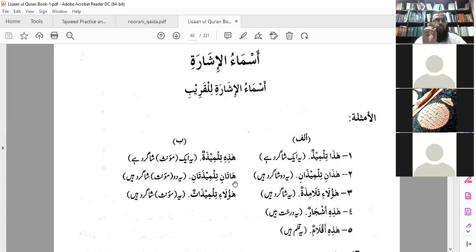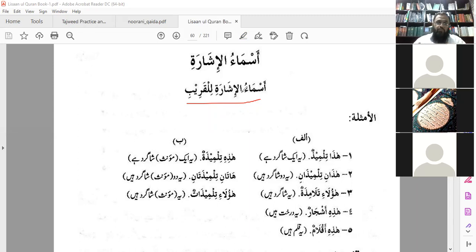So asma'ul isharati. This is not one ism. There are various asma. Why? Because when we start, you can see the first one written over here. Asma'ul isharati lil qarib. All those ism ishara are pointing out or demonstrating someone. We can also call them demonstrative pronouns or demonstrative adjectives. Why demonstrative pronouns and demonstrative adjectives, I'm going to tell you in detail. So there are two types: asma'ul isharati lil qarib and asma'ul isharati lil ba'id.